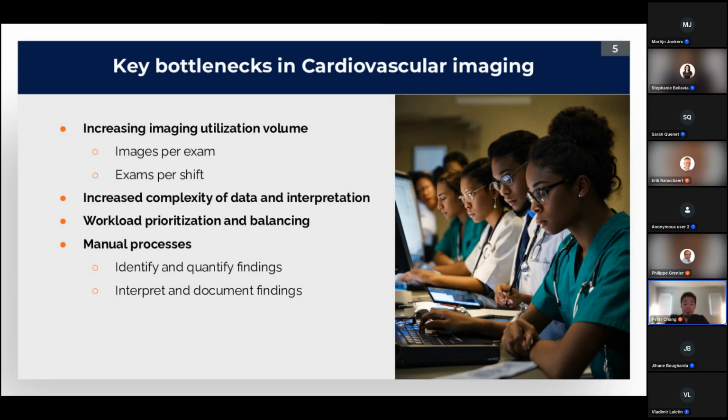As many of us know, for the radiologists and clinicians on the line, we're facing ever increasing imaging utilization volume. This comes not just in the total number of exams that you need to interpret per shift, but in fact, each individual exam is becoming more complicated with more images, more complexity of data, and increased rigor of interpretation, new guidelines and sort of emerging standards that require us to extract ever more information from the images we acquire.